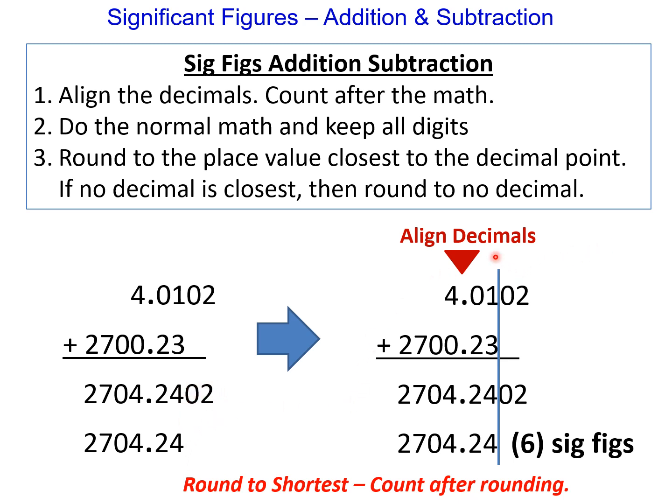And we show you that here by aligning the decimals. And then we draw this line at the shortest place to the decimal, or the nearest place to the decimal. And then we truncate, and then we report that we have 6 sig figs. Do not report or count sig figs in addition and subtraction until you have done the complete math and truncated.